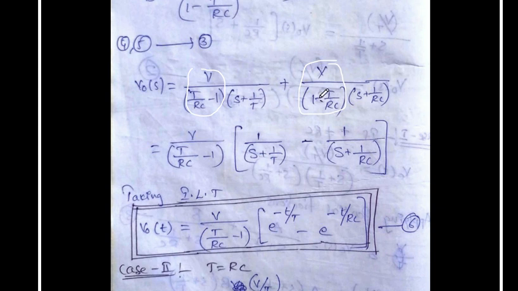So numerator and denominator is multiplied and divided with minus. Therefore T by RC minus 1 goes outside and minus is left here, 1 by s plus 1 by RC. Now apply inverse Laplace transform to this equation. Therefore V by T by RC minus 1 whole into e power inverse Laplace transform of 1 by s plus 1 by T, that is e power minus t by T, minus inverse Laplace transform of 1 by s plus 1 by RC, that is e power minus t by RC. That is taken as equation number 6.